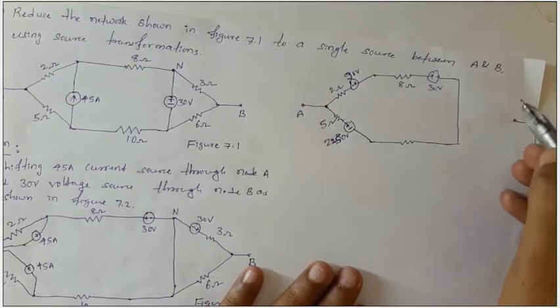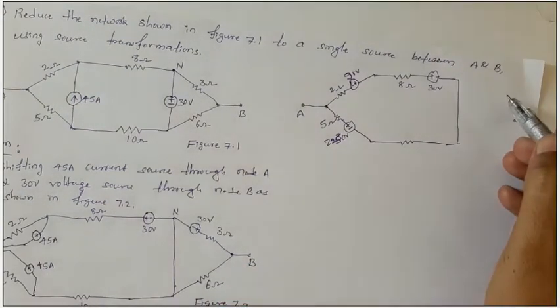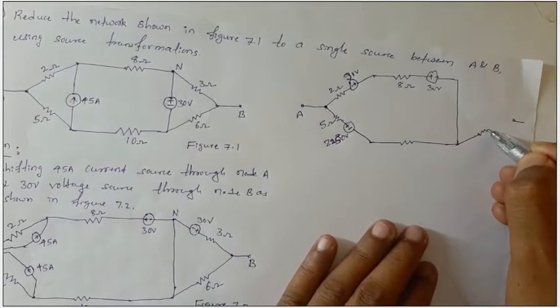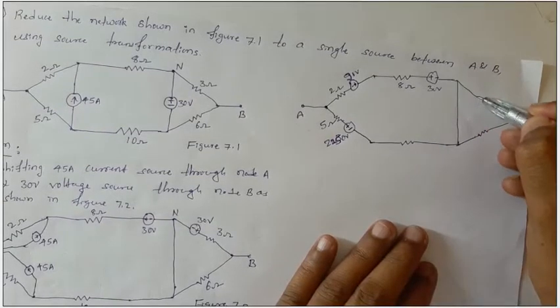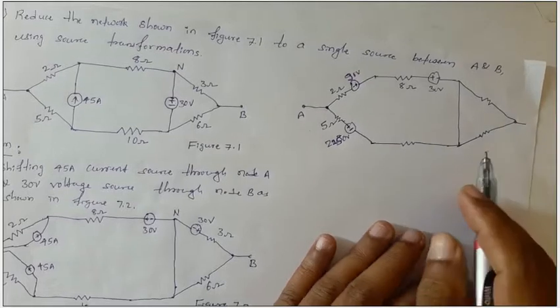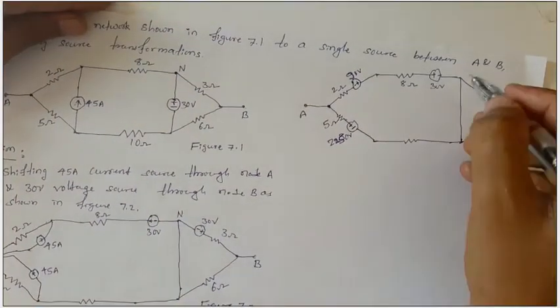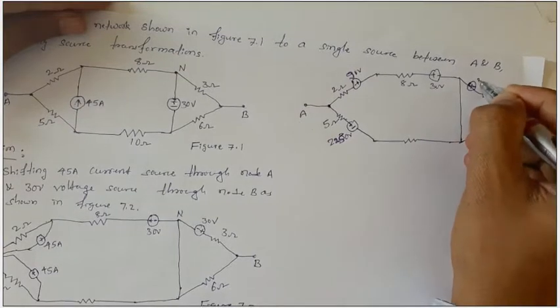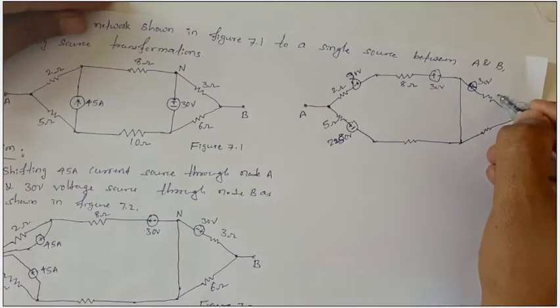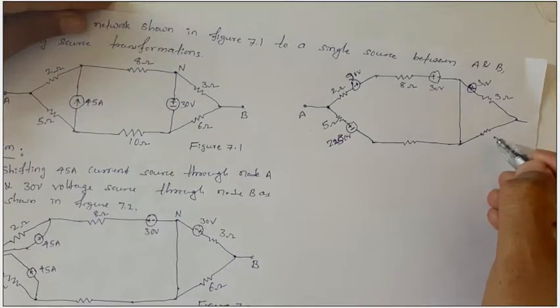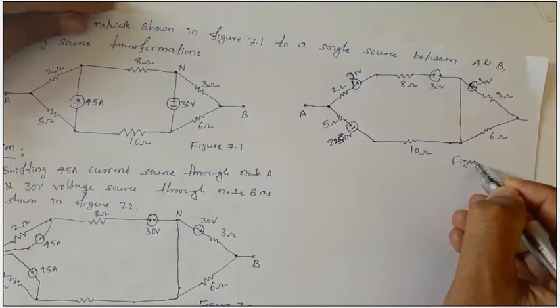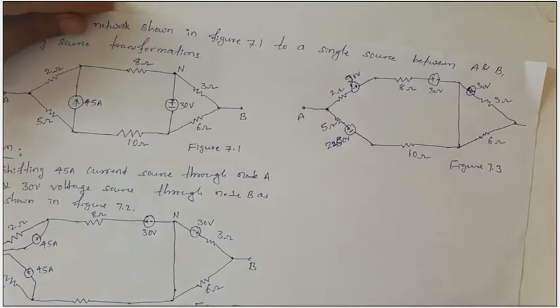Right? So now what I do, I'm going to make a little change here. So as of now let me redraw it again. This step later we'll change. Say here we have one voltage source. So this is plus and minus, it is 30 volts and 3 ohm, and this is 6 ohm. This one is 10 ohm and this is figure 7.3, right?